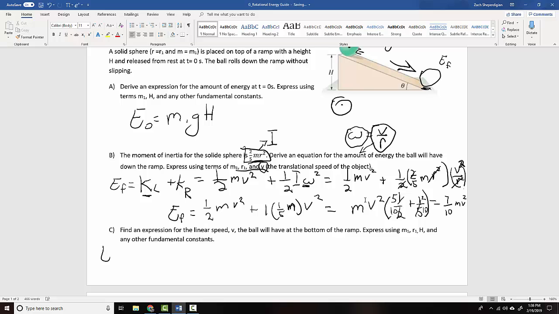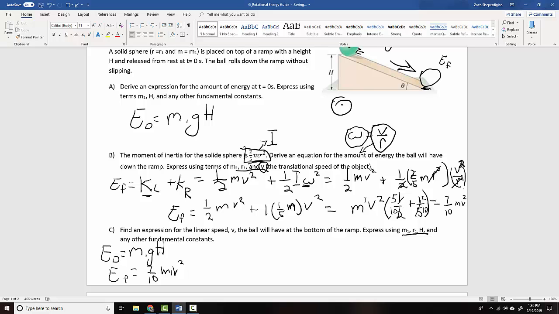In part C, it says find an expression for the linear speed the ball will have at the bottom of the ramp, expressed using all of this stuff. Basically, we're going to use the energy that we had in the beginning, which is M1GH. We have the energy at the end, which is 7/10 mv squared, and that should be M1.